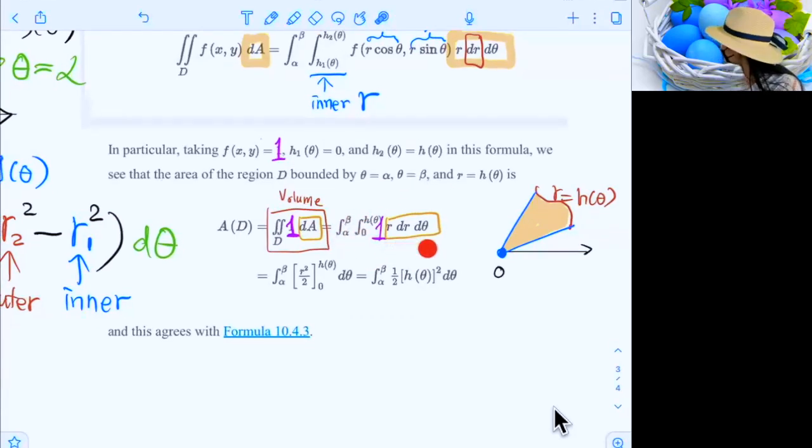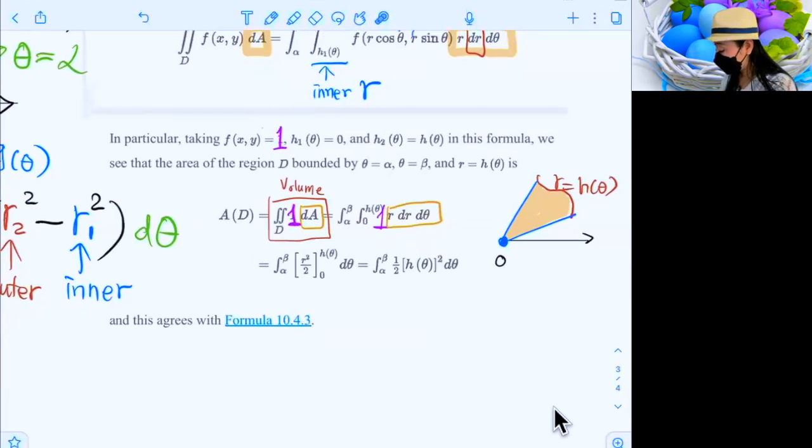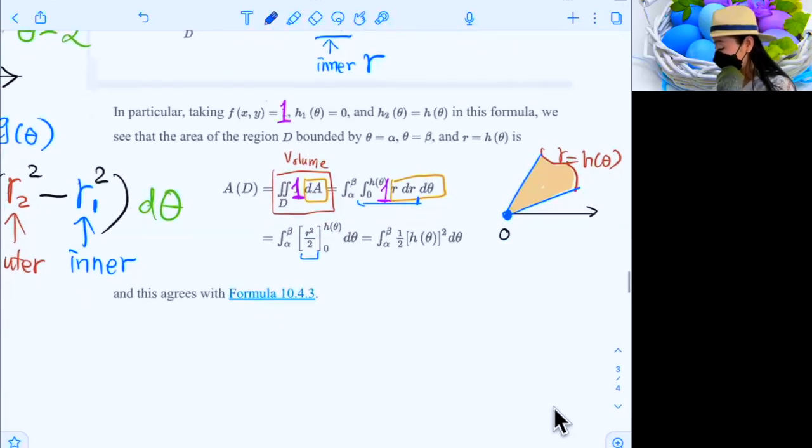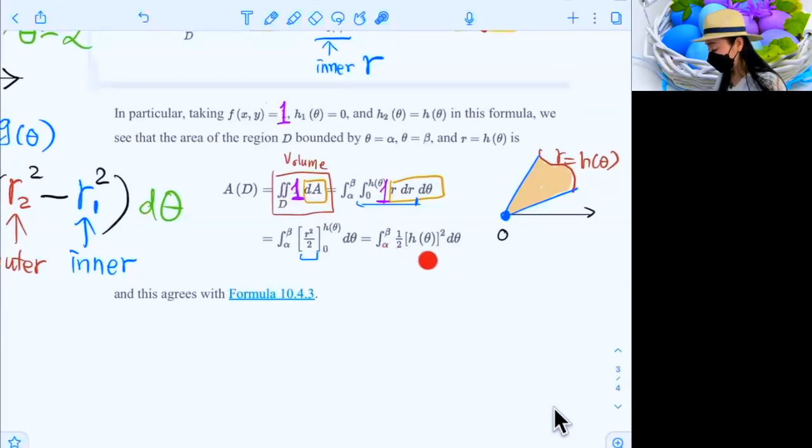And when we evaluate this integral, we will do the inner integral first. For this inner integral with respect to r, the antiderivative of r is r squared over 2, right? And then r changes from 0 to h(theta). Now you substitute that in, and you get this. This agrees with the formula that we have.